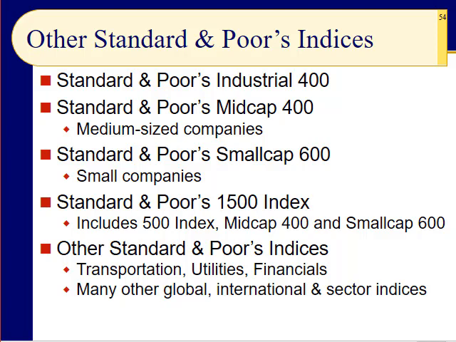So in other words, you're trying to look at the market as a whole. And there's transportation, utilities, financial, global, international, sector indices. They have dozens and dozens of indices. And that's why we have dozens and dozens of different types of index funds to track those indices. And that's why there's 12,000 mutual funds out there. Oh boy. But the only one you have to remember with regard to Standard & Poor's is the Standard & Poor's 500. That's the only one I'm going to ask you to remember, realizing that there are dozens more.